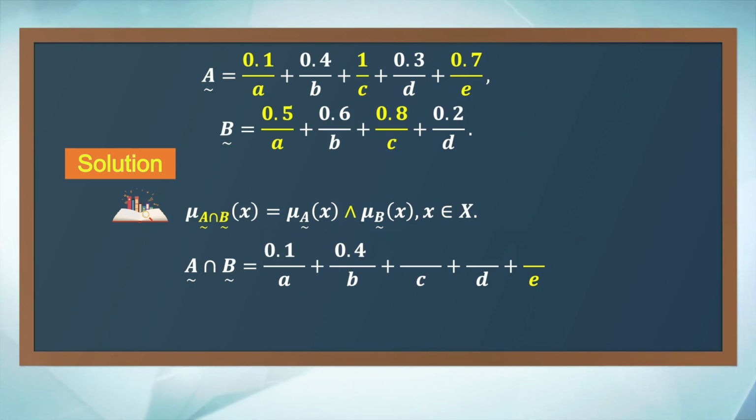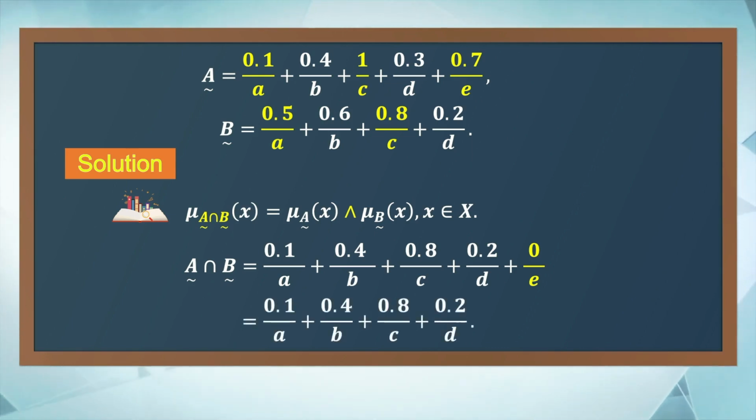The degree of membership of element C in the intersection is 0.8. The degree of membership of element D in the intersection is 0.2. The degree of membership of element E in the intersection is the minimum of 0.7 and 0. That is 0. The degree of membership of element E in the intersection is 0. So, the last term could be omitted.